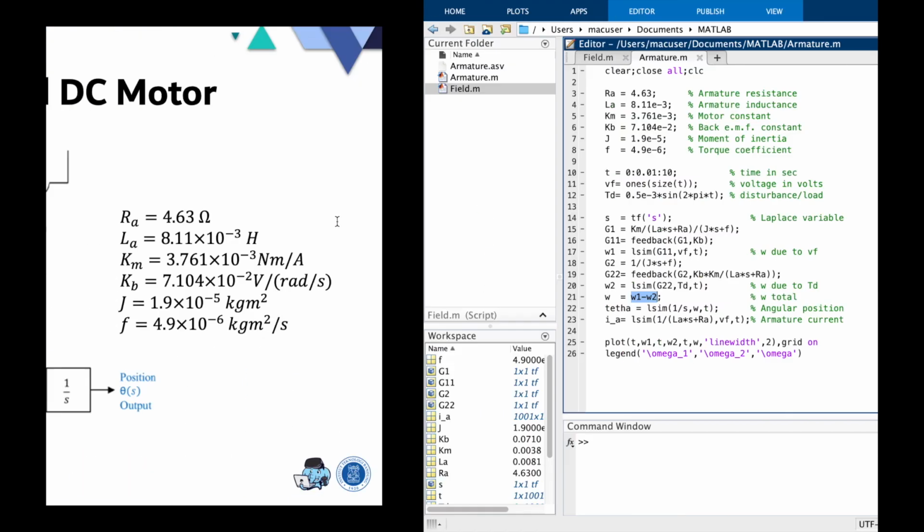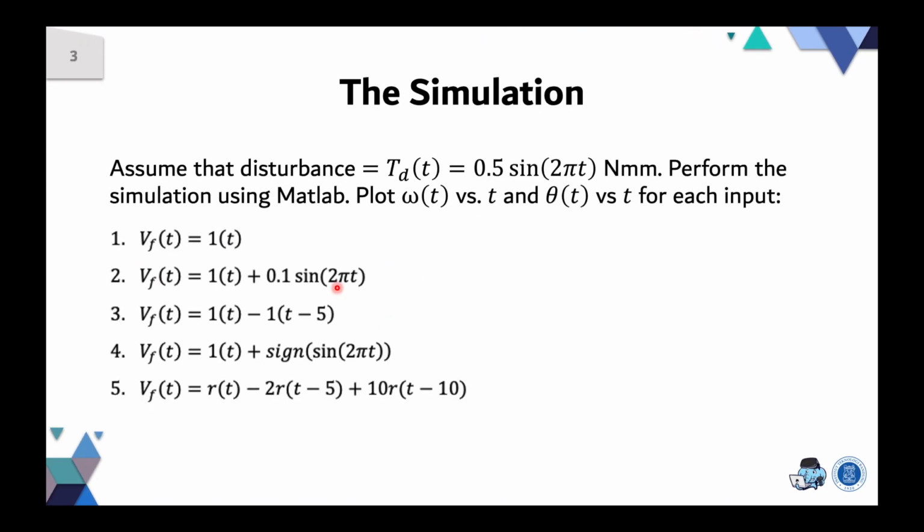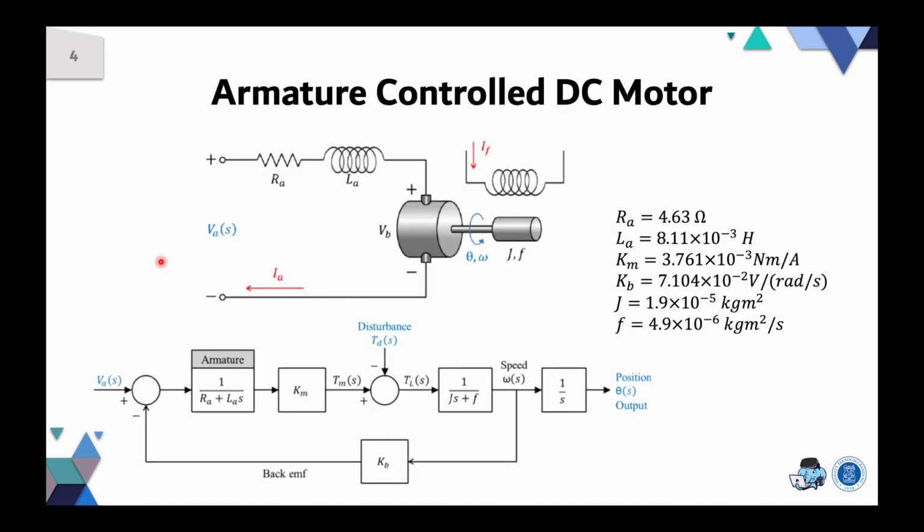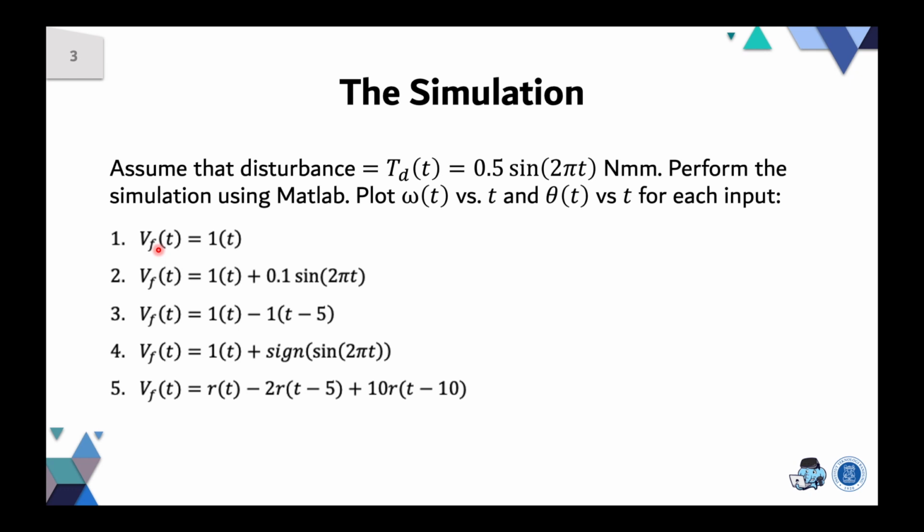Okay, good luck. For the armature control DC motor, please do a similar simulation with various armature voltages. Previously we performed 5 different simulations with different voltages applied on the field. For this one, for armature control, you have to apply these 5 voltages on the armature. Okay, good luck. Thank you very much, and see you again.